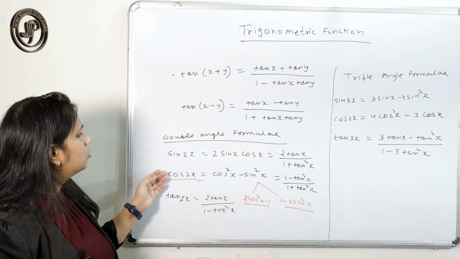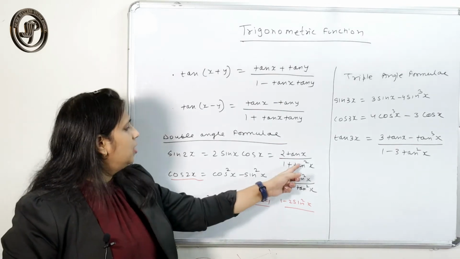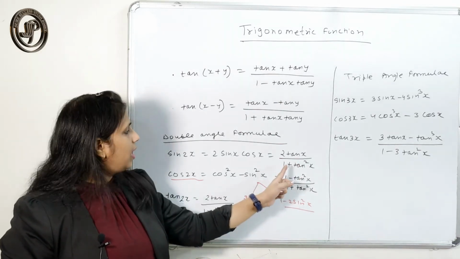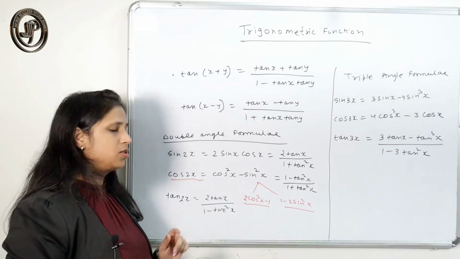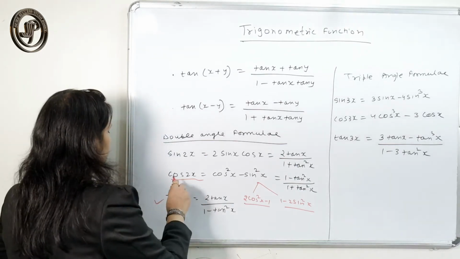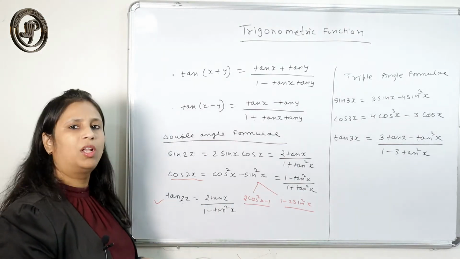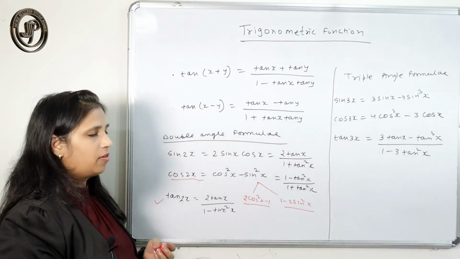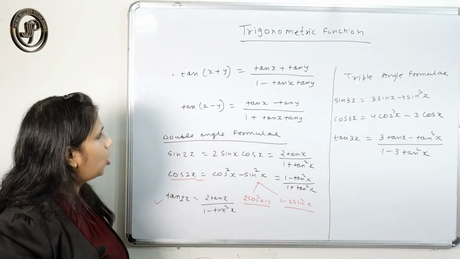So if you divide these two, definitely you will get tan 2x. See, the denominator will cancel, and you will get 2 tan x upon 1 minus tan square x. So this formula need not be memorized. If you just know these two formulas, then you can derive that formula by dividing sin 2x by cos 2x.